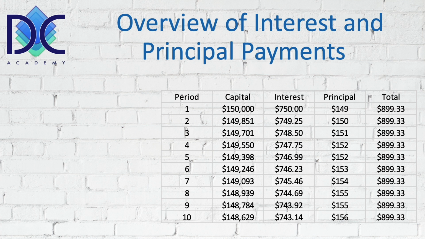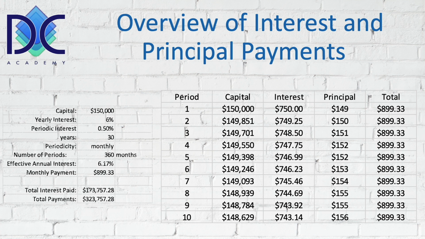Now let's look at the table at the left. There we have the overview, and in the overview we can see the summary of the payments, the capital, the yearly interest, the periodic interest, the number of years we're considering, periodicity, the effective annual rate, and the amount of the monthly payment. So all these things can be programmed very easily in Excel. That's where I did this.